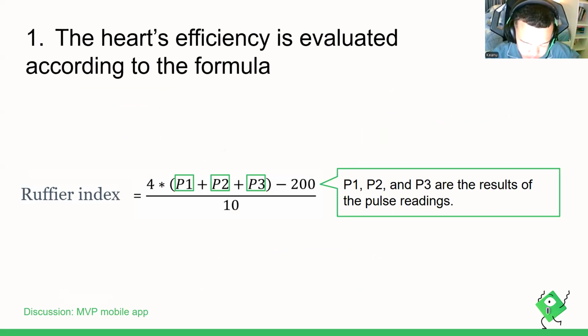As you can see, we also have the Rufier index formula. The heart efficiency is evaluated according to this formula. The name is the Rufier index. Basically, we multiply 4 by the sum of P1 plus P2 plus P3 in the parentheses, minus 200, and then divide by 10. P1, P2, and P3 are the results of the pulse readings. You need to remember this formula because we will use it very often for making our Rufier index. Okay, Keanu, do you have any questions?